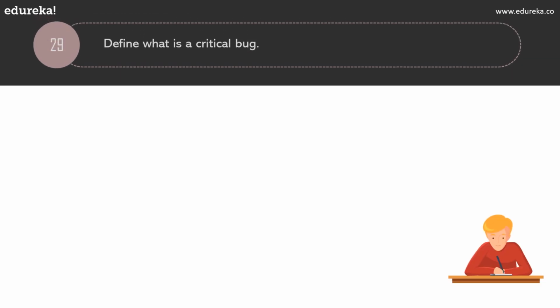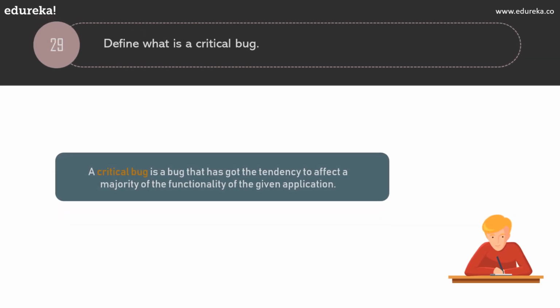So the next question that we have is, define what a critical bug is. Well, a critical bug is a bug that has the tendency to affect the majority of functionality of a given application. It means that a large piece of functionality or a major system component is completely broken and there's no way to work around it. The application cannot be distributed to end client users if the critical bug has not been fixed. Remember that.